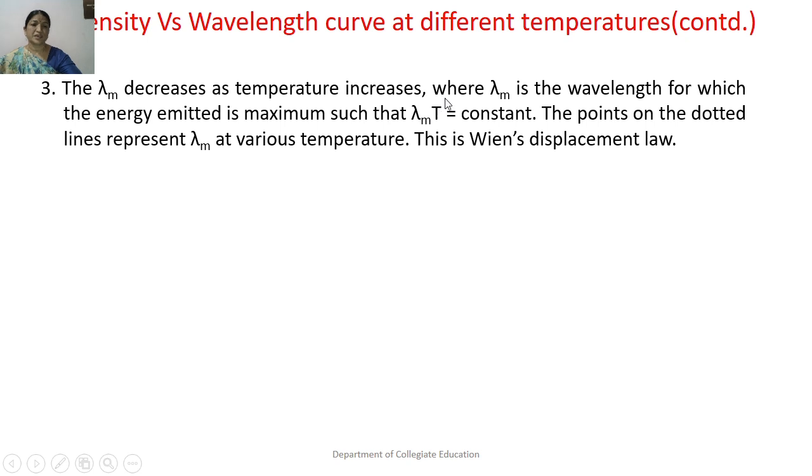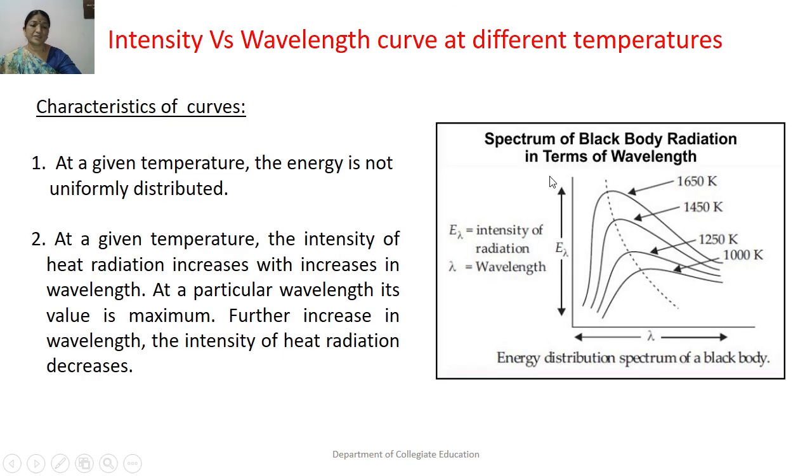Next, lambda m, that is the wavelength for which the intensity is maximum, decreases as the temperature increases, where lambda m is the wavelength for which the energy emitted is maximum. You can see in this figure, for the curves at higher temperatures, the wavelength lambda m shifts towards the left side, isn't it? So it shows that when the temperature is increased, the lambda m value decreases. It shifts towards the left end of the plot.